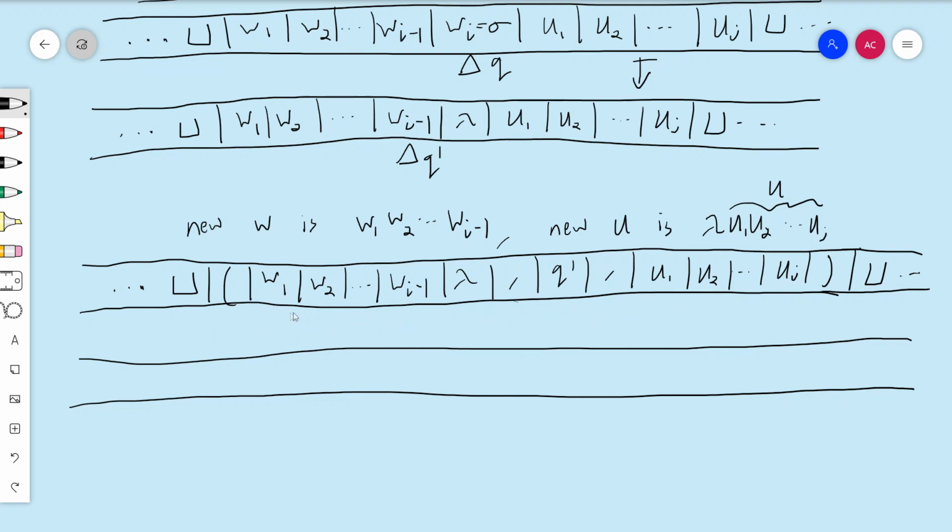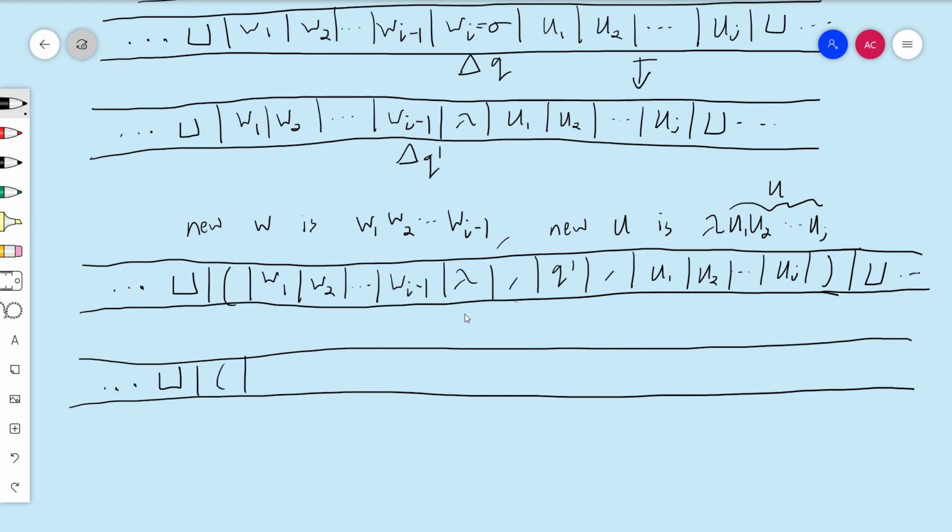This is what the configuration tape looks like, and I'm trying to figure out what to do. So what do I want? I've got W1 through Wi minus 1 and lambda. That's what W looks like right now. That's what the left side of the tape configuration looks like. And I've got U1 through Uj here. And what I want is the new U, the new thing on the right, to be lambda followed by all that. So I need this lambda to be over here, and I need to have space for that, technically. And then I need to have all this moved over. So how can I do that? Well, I don't think anything's going to change to the left. Obviously, this is going to be the same.